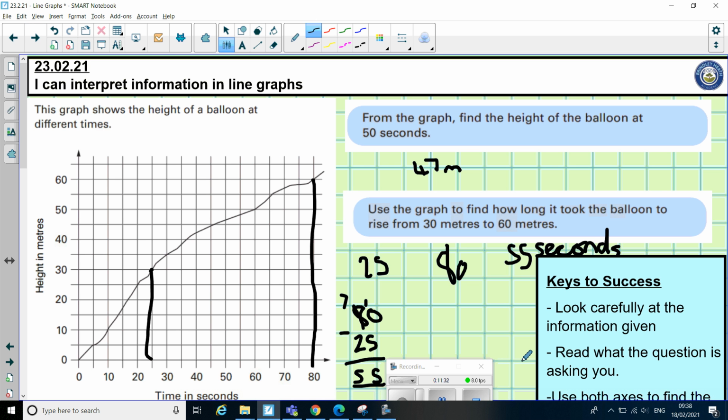Okay, at this point then, Year 6, I would like you to pause the video and have a go at your work on maths.co.uk. Once you've done that work today, I want you to come back to the video and watch the reasoning and plenary.